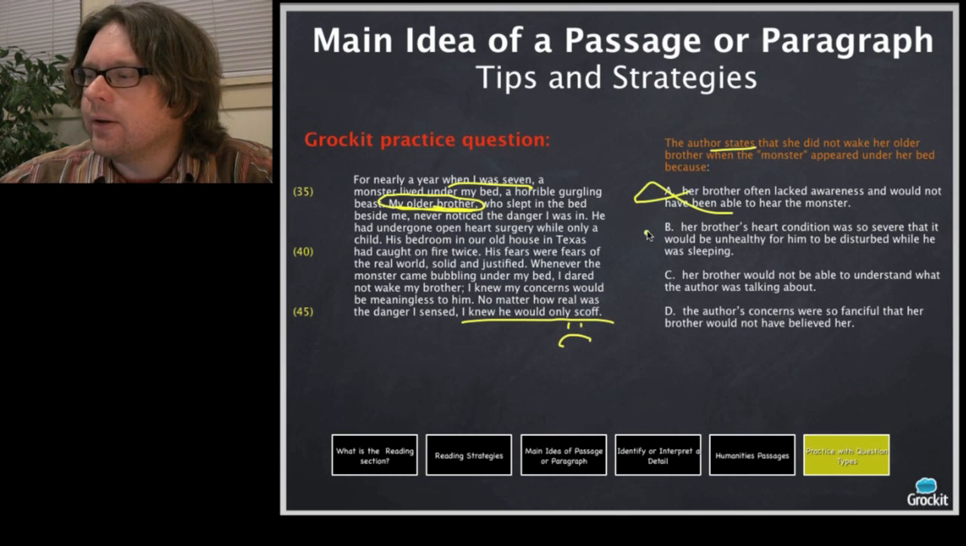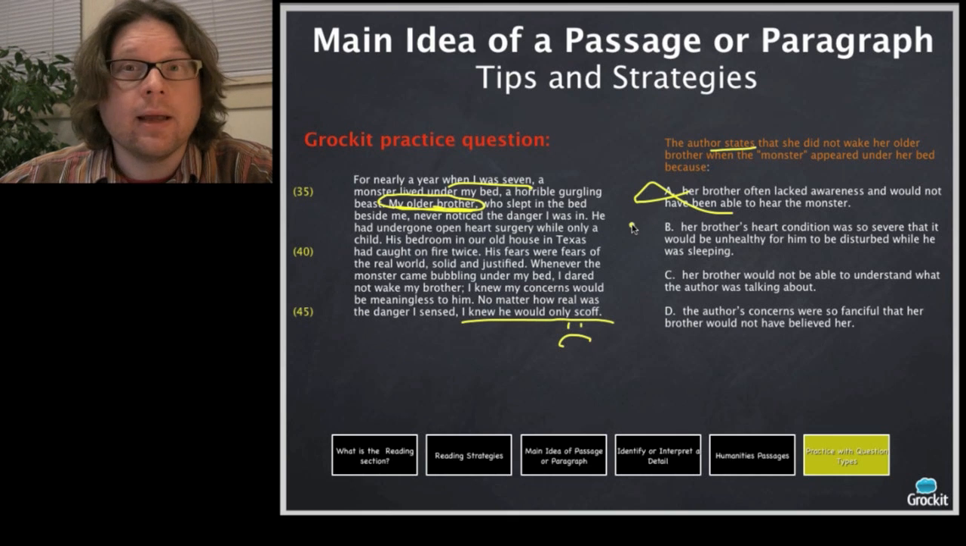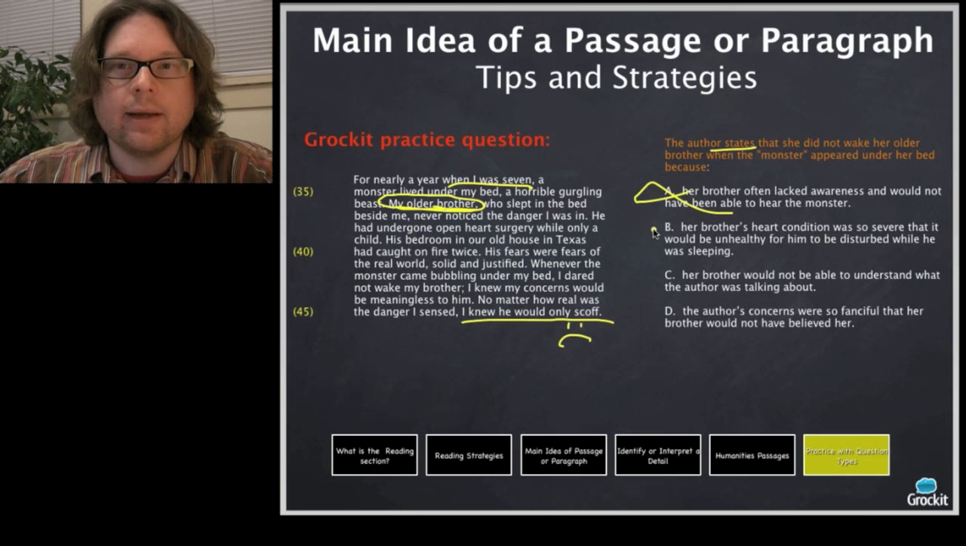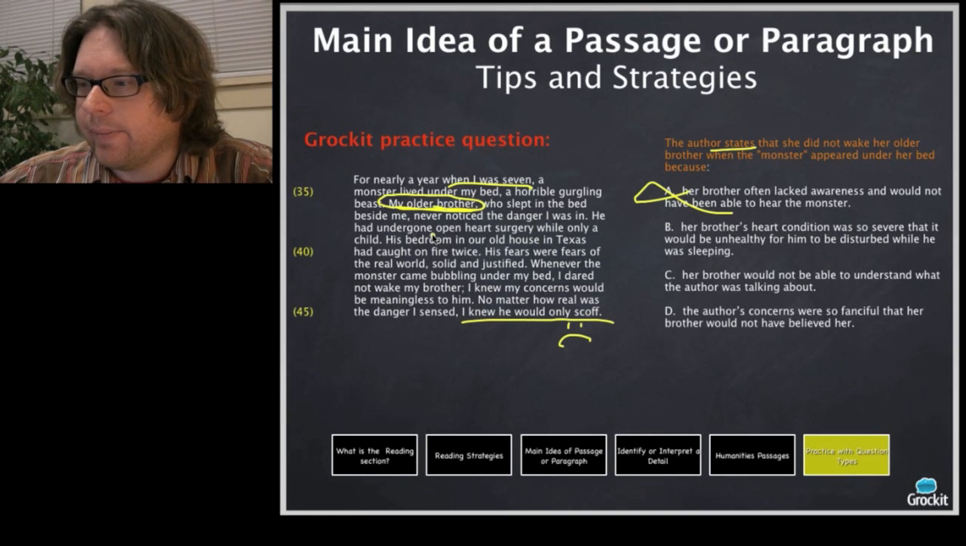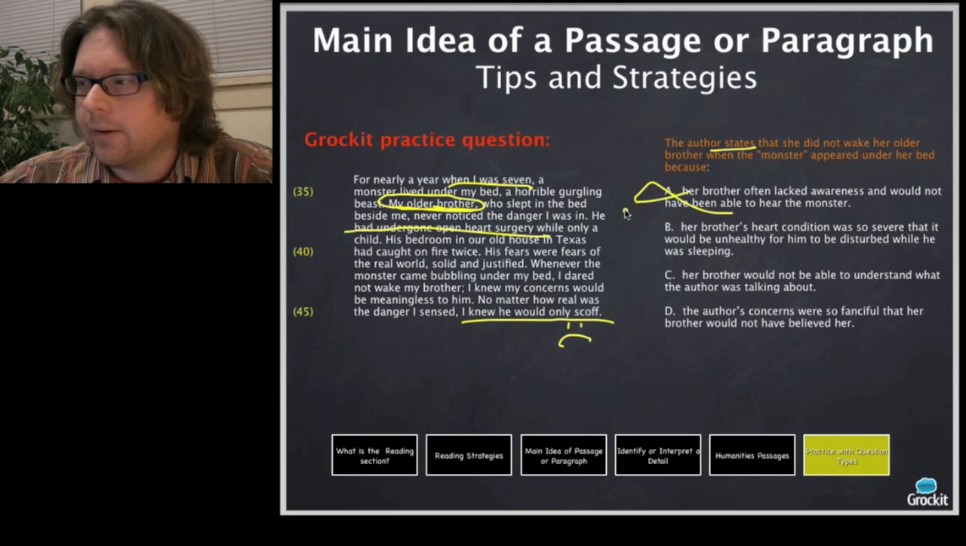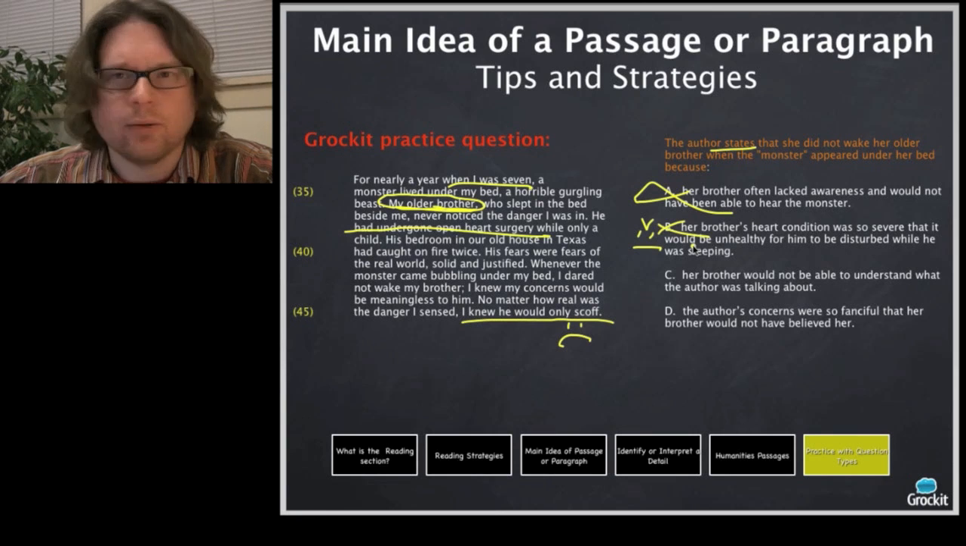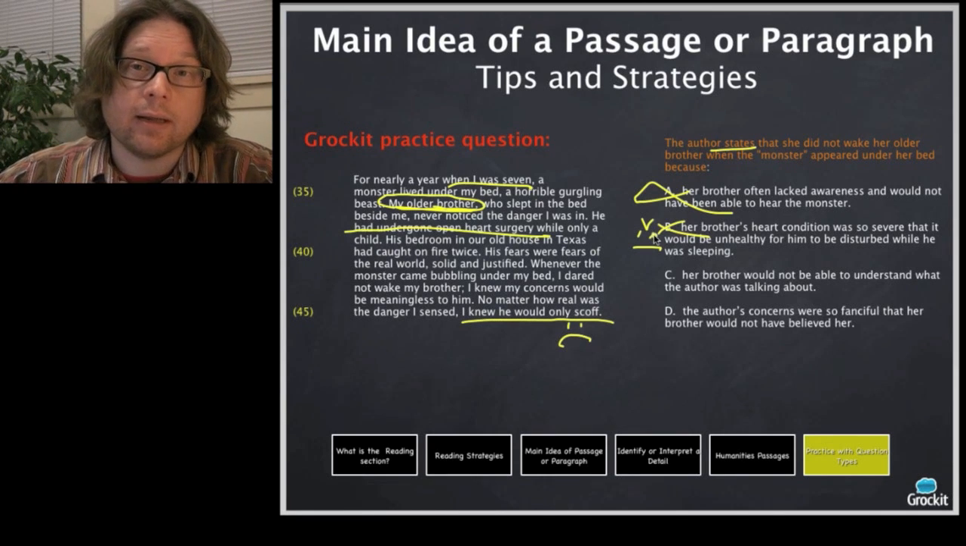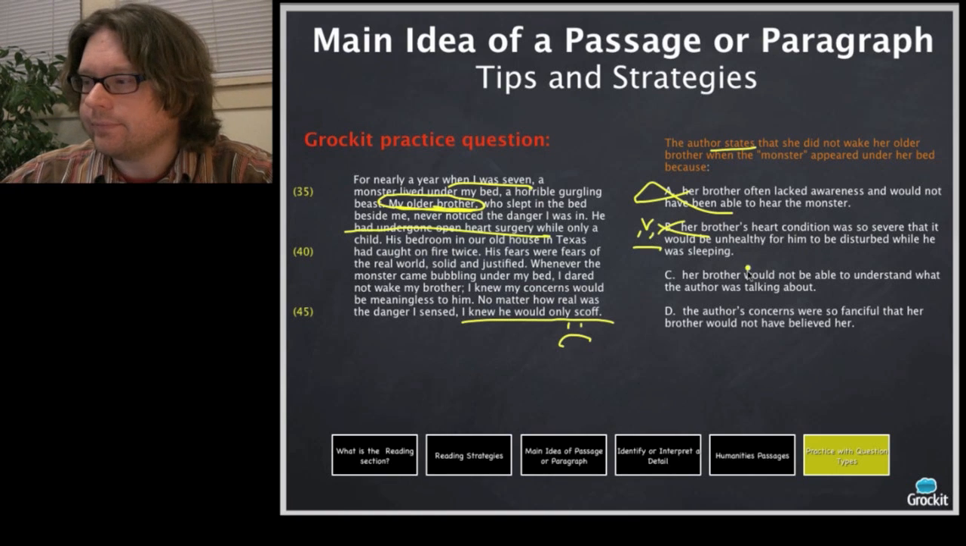Her brother's heart condition was so severe that it would be unhealthy for him to be disturbed while he was sleeping. This is one to attract skimmers. This is Exhibit A in the case against skimming instead of reading carefully and actively. We mentioned open heart surgery right here. If your eye caught that and thought, oh yeah, he had a heart condition, that's why she didn't want to bother him. Yeah, poor kid. Okay, so this one, extra mean. But still wrong, because of course we read it carefully, and the heart condition really only affected his fears, had nothing to do with why the author doesn't talk to her brother.